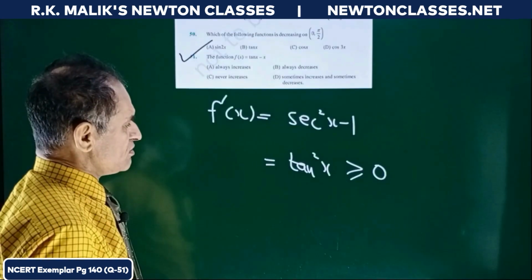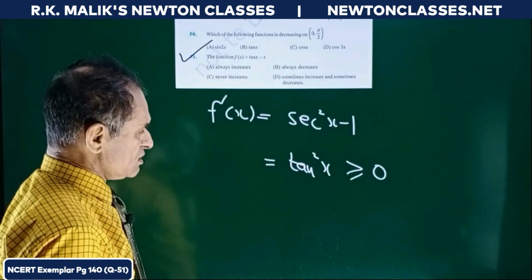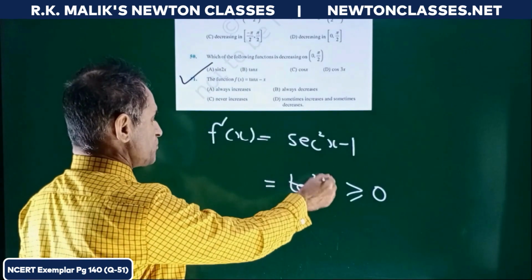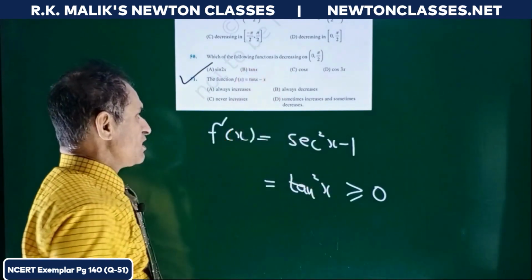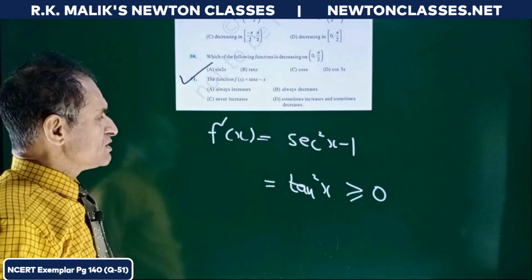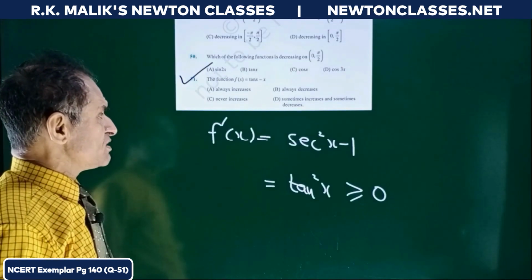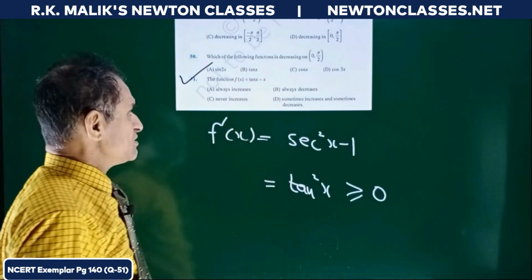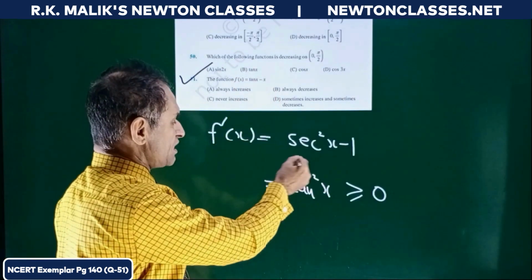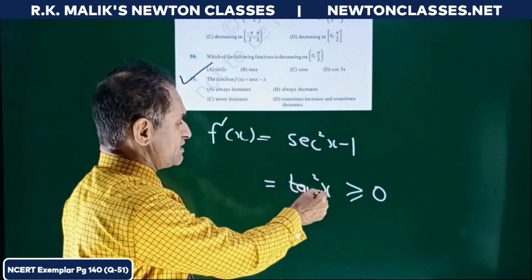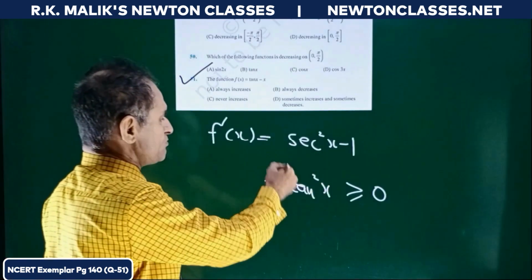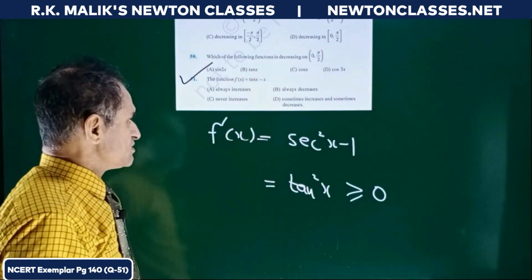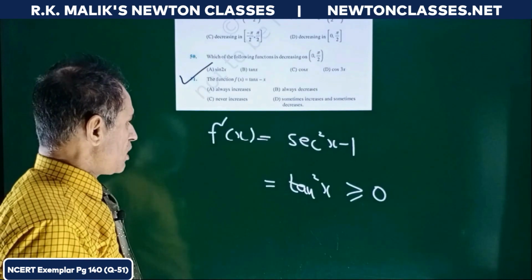The mistake which everybody is making here is concluding that because the derivative is positive, the function is always increasing. Actually this concept is valid only if the function is continuous. Tan x minus x is a discontinuous function. Therefore concluding that tan square x is greater than or equal to 0, hence the derivative is always greater than or equal to 0, which means the function is always increasing, is an absolutely wrong argument.